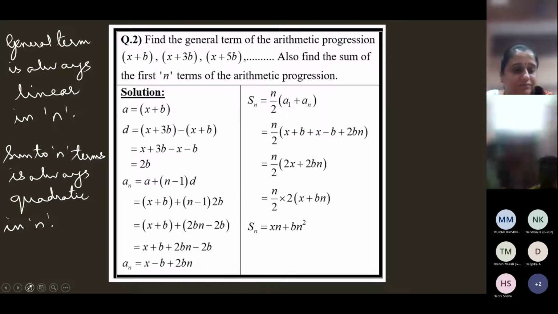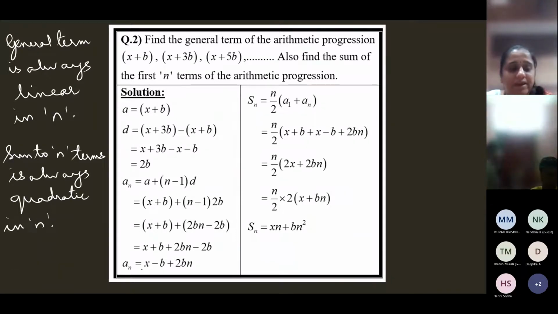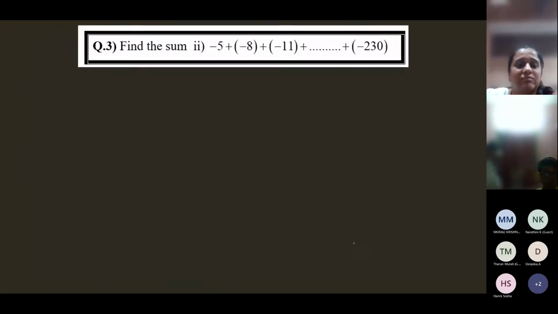See this. Please look at an, children. It's x minus b plus 2bn. Now, this x, b and b, they are not the variables. The variable here is only n. As far as arithmetic progressions is concerned, the variable is only n. Now, this expression is linear in n. When we do a numerical question, you can understand that more clearly.